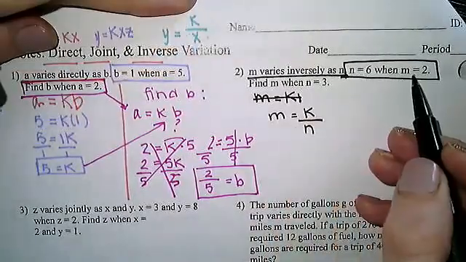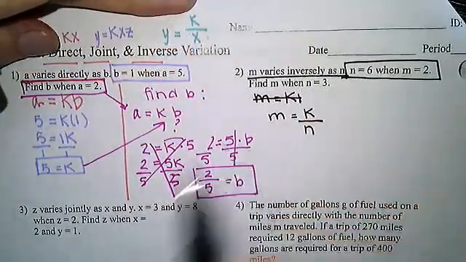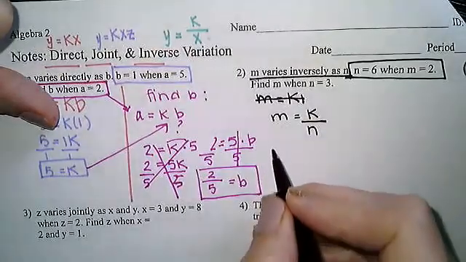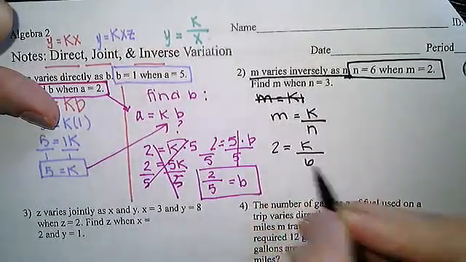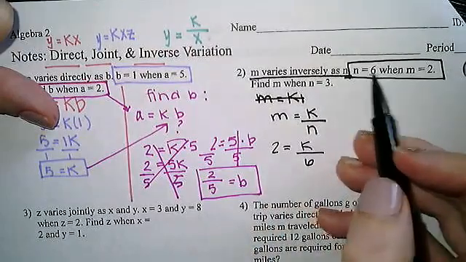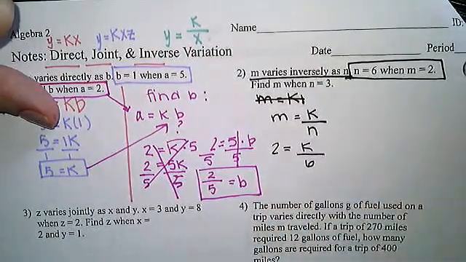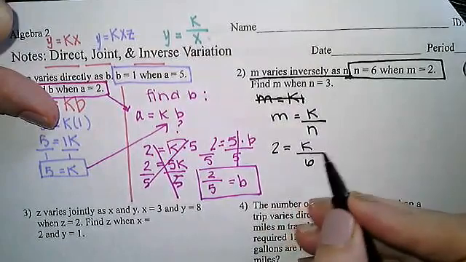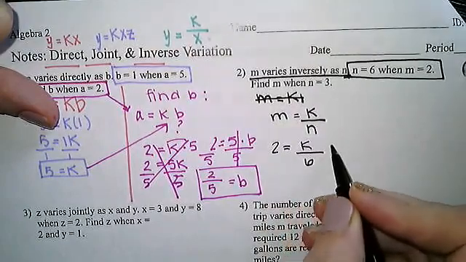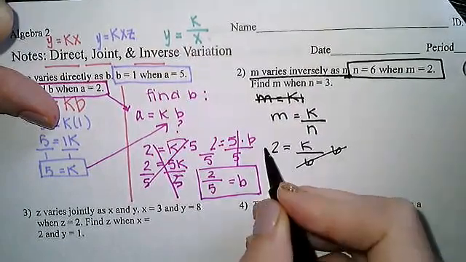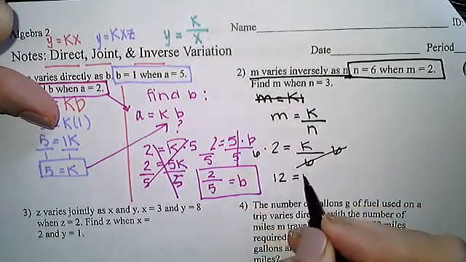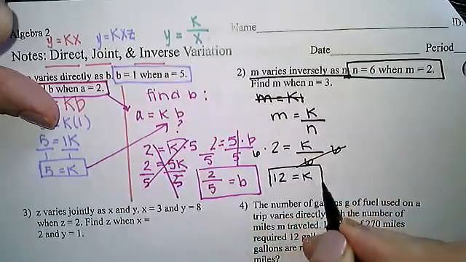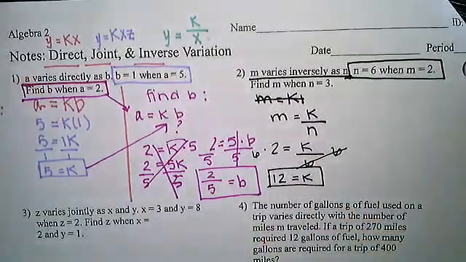So we're going to use our N equals 6 and our M equals 2 and plug those into here. So 2 equals K over 6. Because N is 6, you want to plug it in on the bottom. We're solving for K. Since we have division, we want to do the opposite, which is multiplication. 6 times 2 is 12. So our constant of variation is 12.